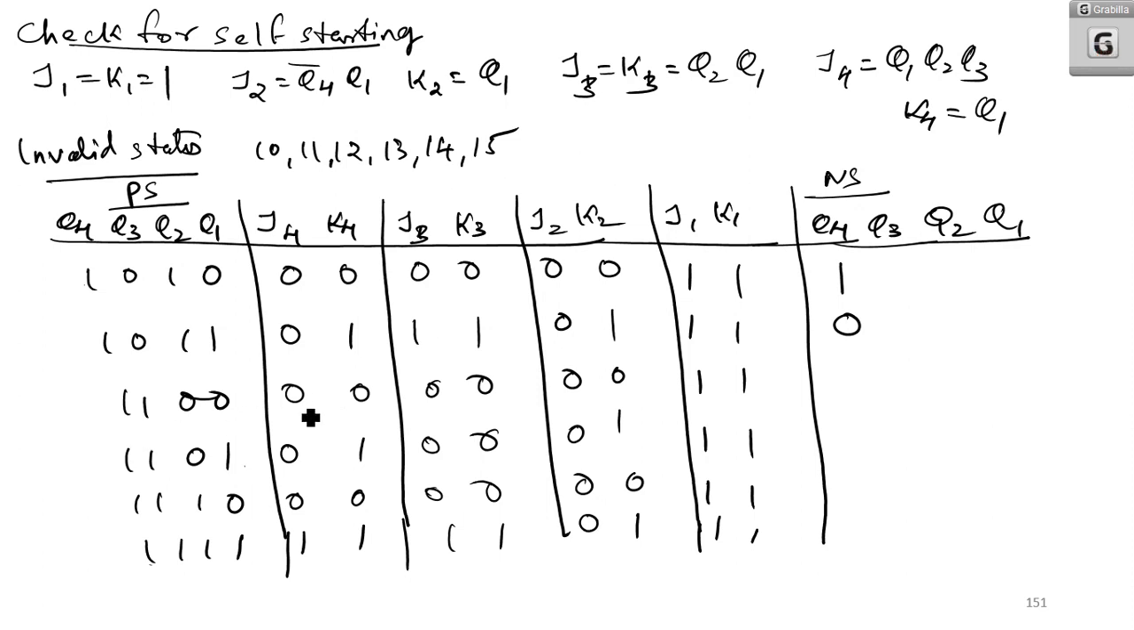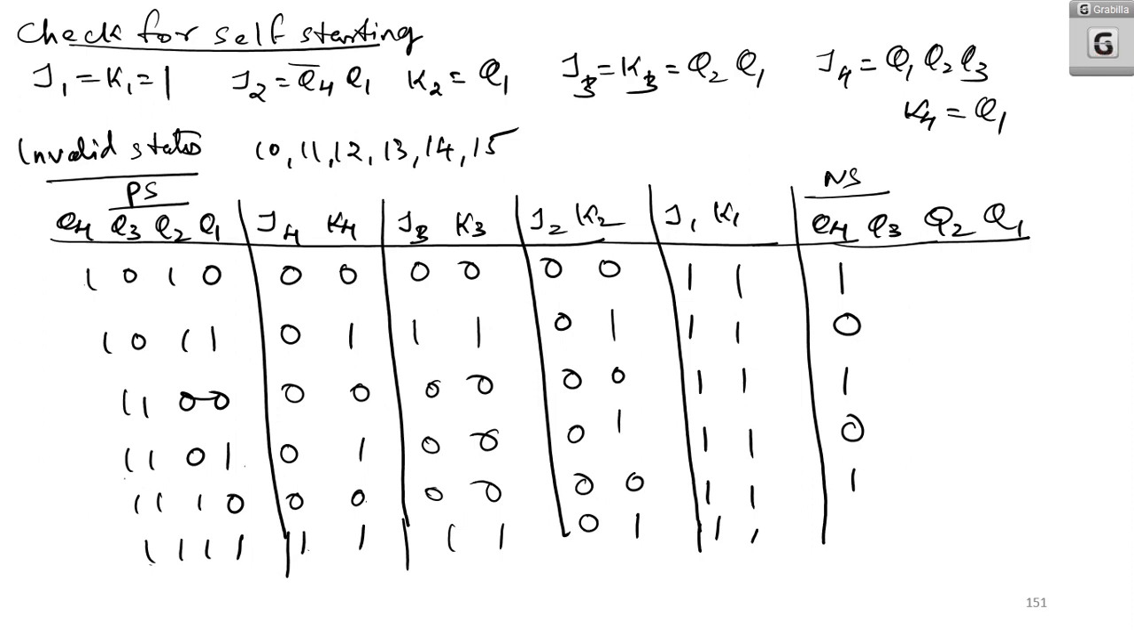1 and it is 0. 0, 0 means it will remain there. So 1 will remain there. 0, 1, it is reset. So 1 is reset to 0. 0, 0, 1 will remain. 1, 1. Okay. J4, K4.